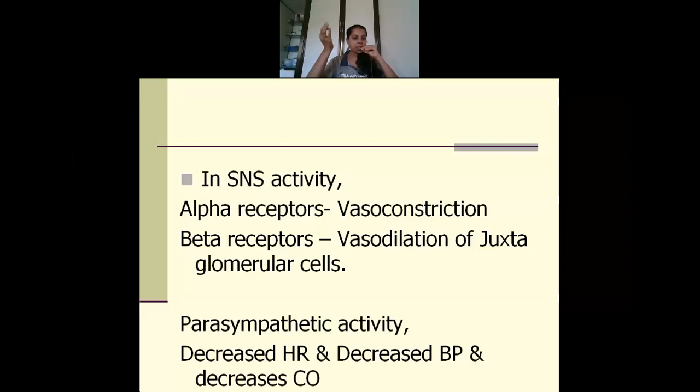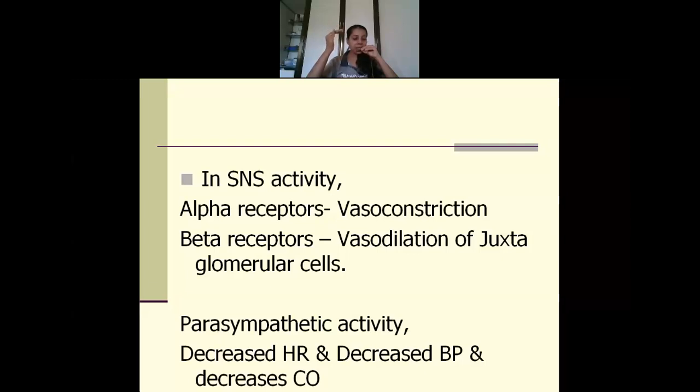Okay, next is beta receptors. Under that again we have got types also. Like beta 1 and beta 2 is there mainly. Now beta 1, you know, it is located in the heart. Okay, the beta 1 receptors are located in the heart. It tends to increase your heart rate.